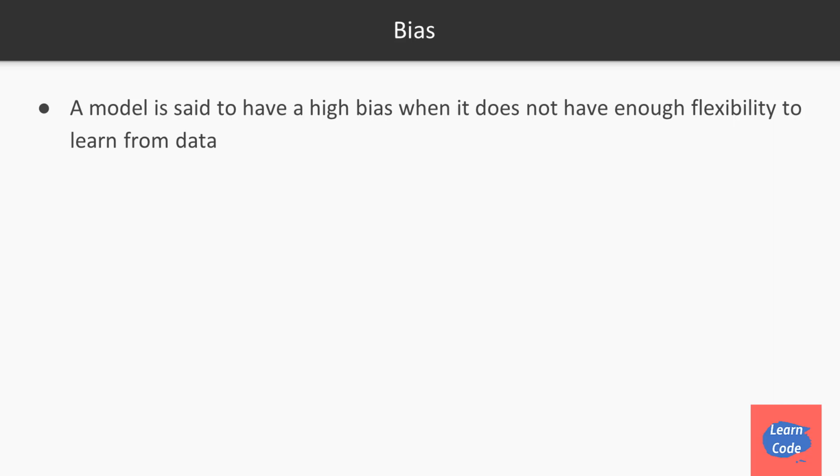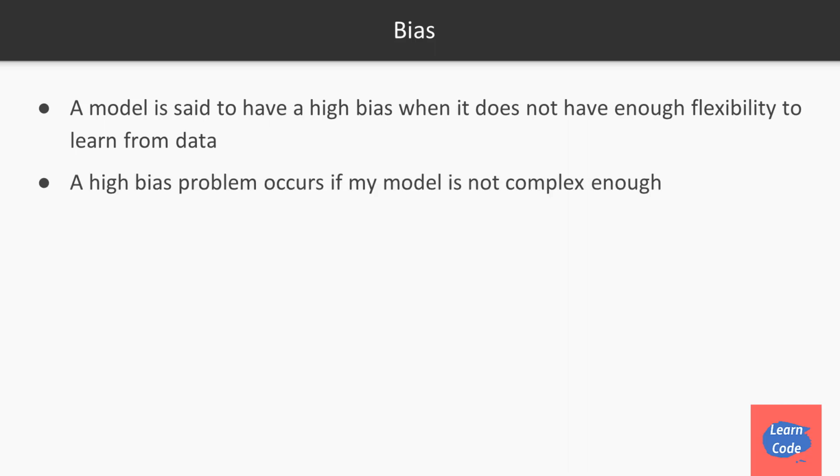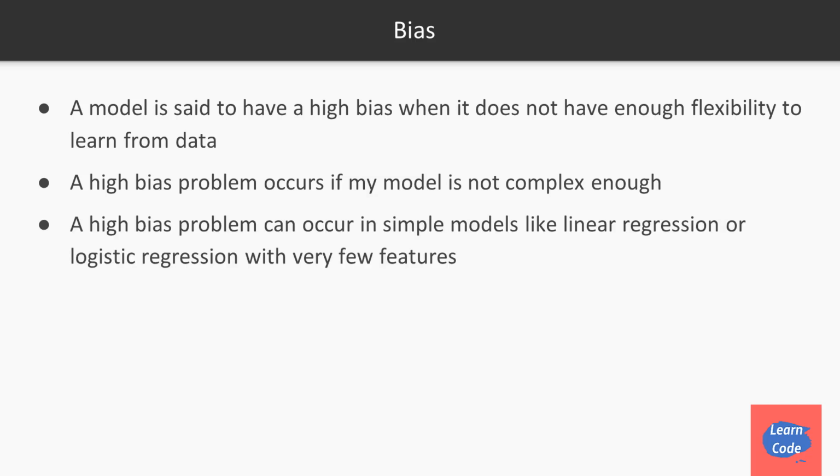A model is said to have a high bias when it does not have enough flexibility to learn from the data. A high bias problem occurs if the model is not complex enough. A high bias problem can occur in simple models like linear regression or logistic regression with very few features.